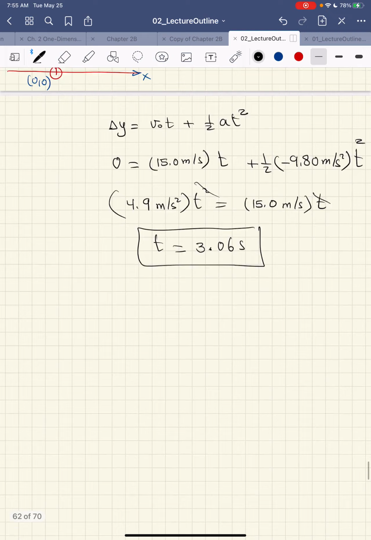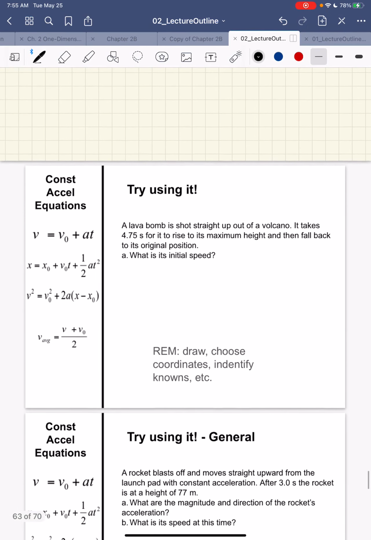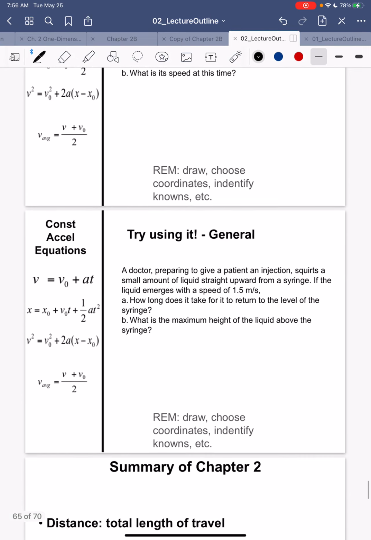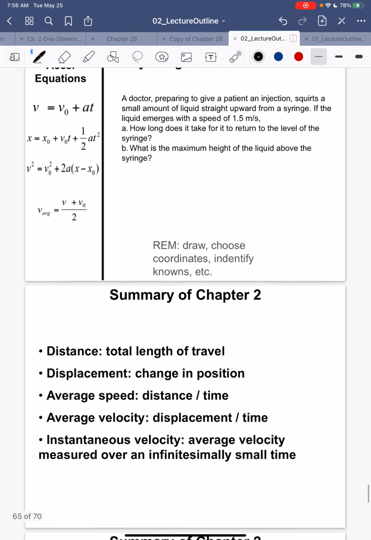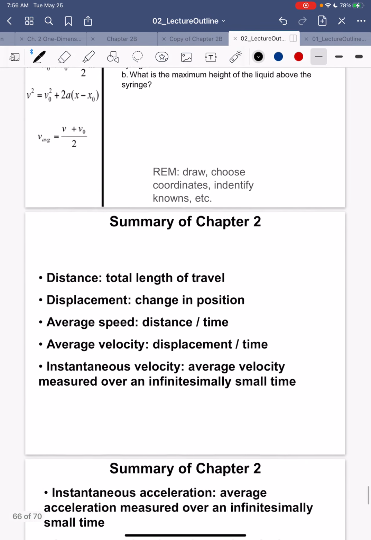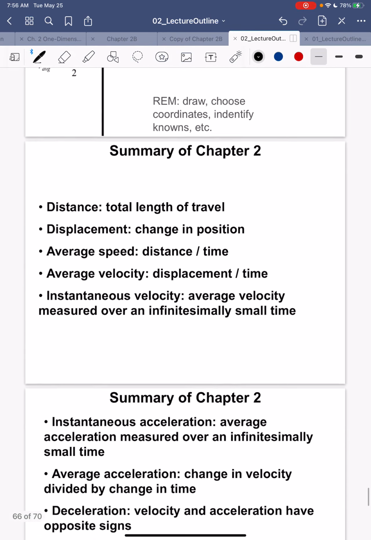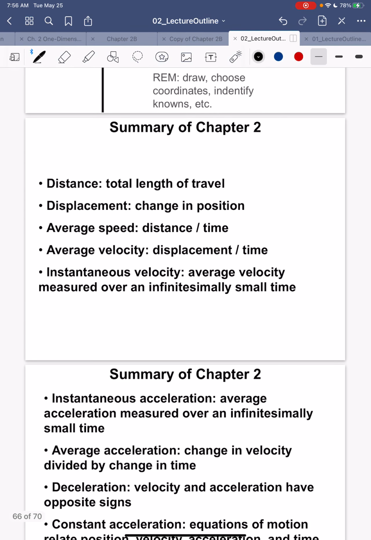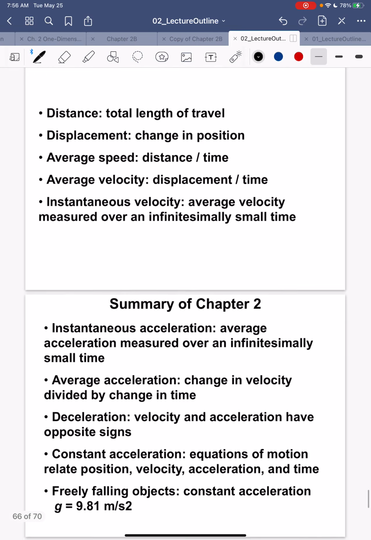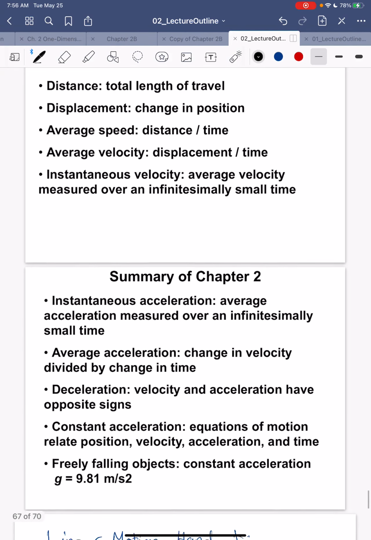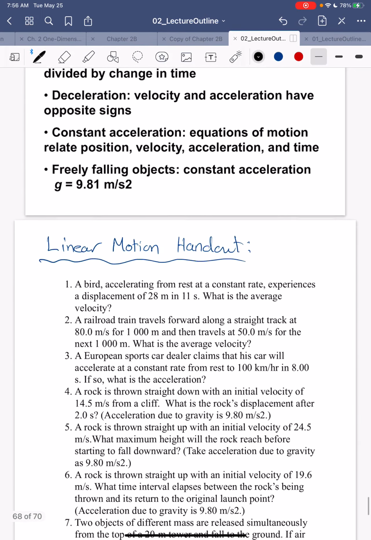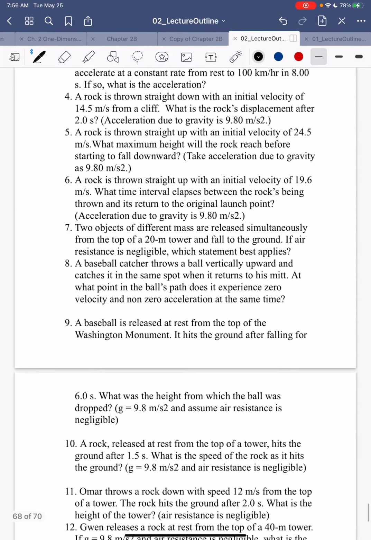All right, and for the remaining part, these two, actually 3, if you want to attempt, go ahead. Here is the summary of the chapter, talking about the most important definitions and things. And this is the linear motion handout that I was talking to you about.